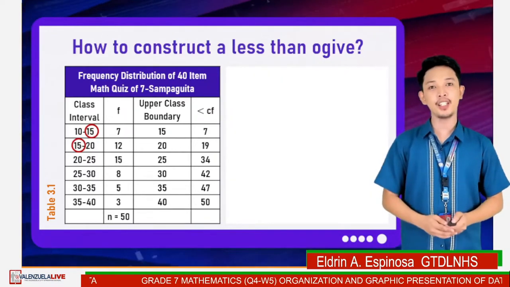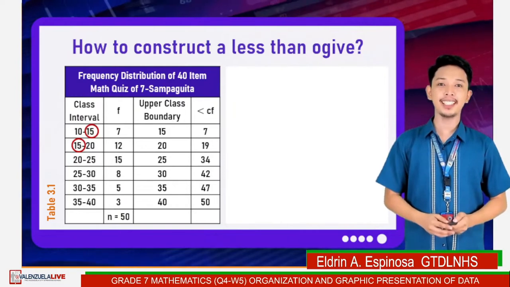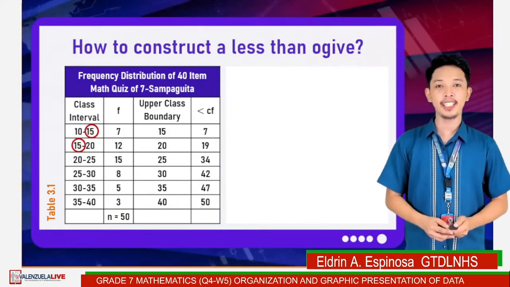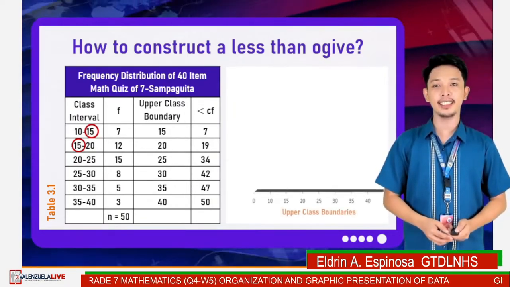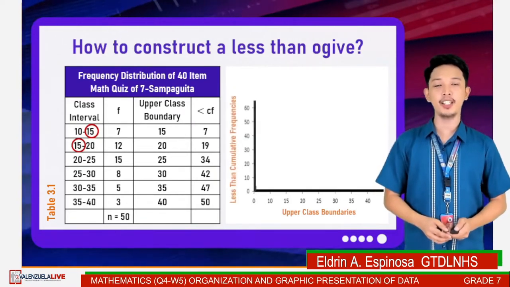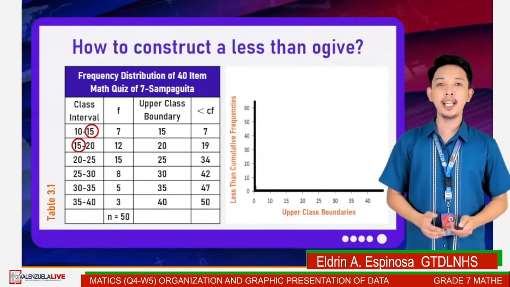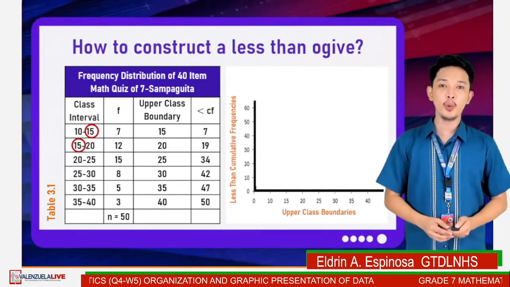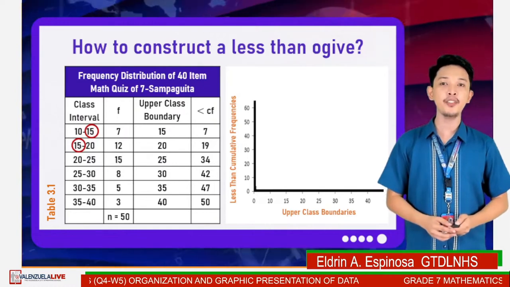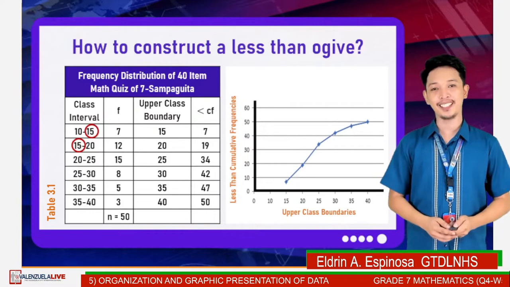To construct the graph of less than ogive, first, on the horizontal axis, place the upper class boundaries, and on the vertical axis, the less than cumulative frequencies with equal interval. Then, plot the upper class boundary with its corresponding less than cumulative frequency in points. And connect the points.